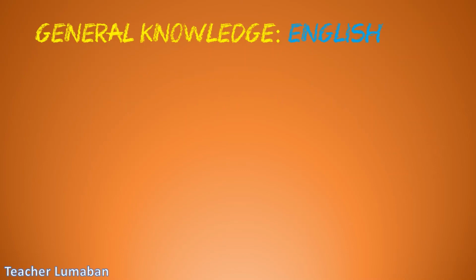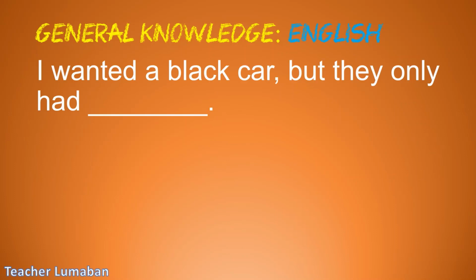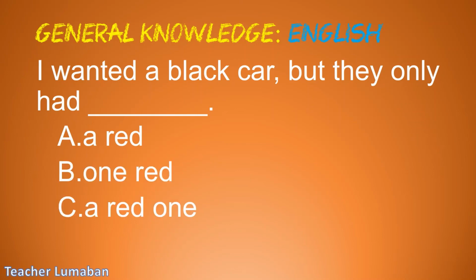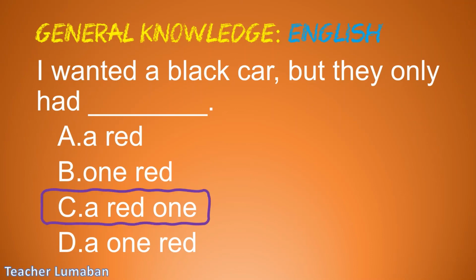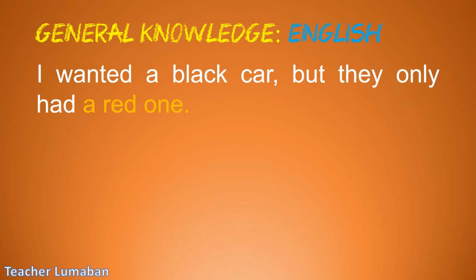I wanted a black car, but they only had blank. Letter A, a red. Letter B, one red. Letter C, a red one. Letter D, a one red. Choose the suitable answer to the following choices in 5 seconds. 5, 4, 3, 2, 1. The correct answer is letter C, a red one. I wanted a black car, but they only had a red one.